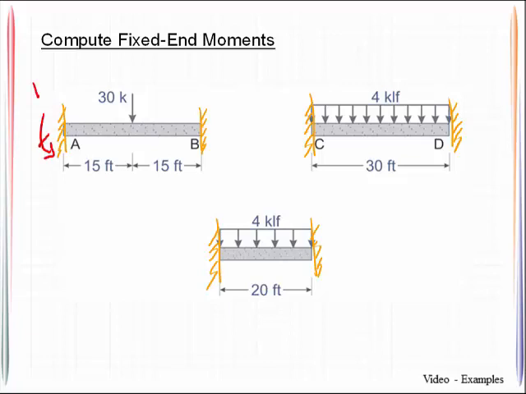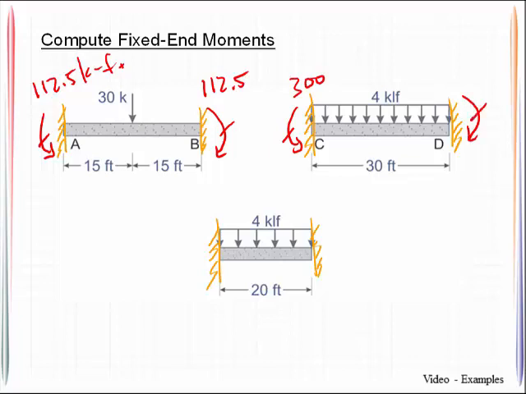This would be 112.5 kip-feet, 112.5. This one works out to be 300, 133.3. All of those having units of kips and feet.